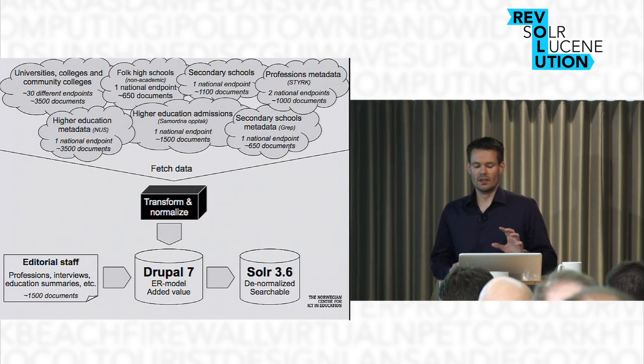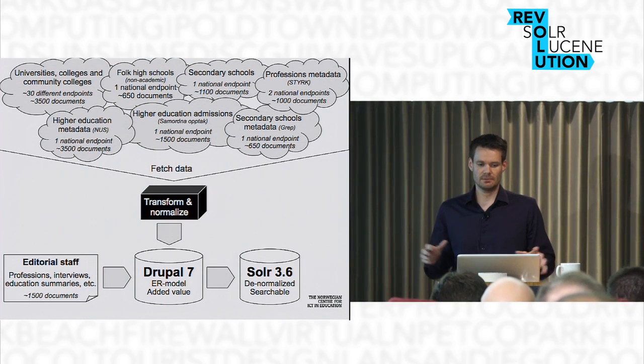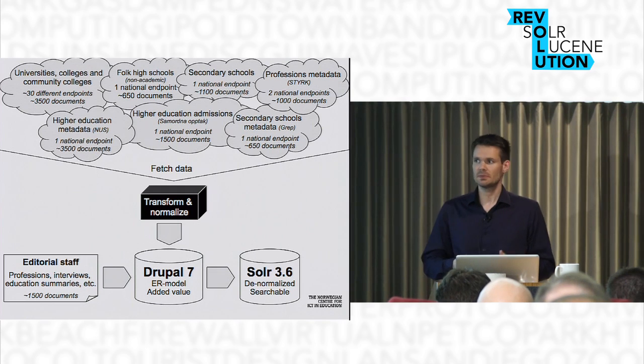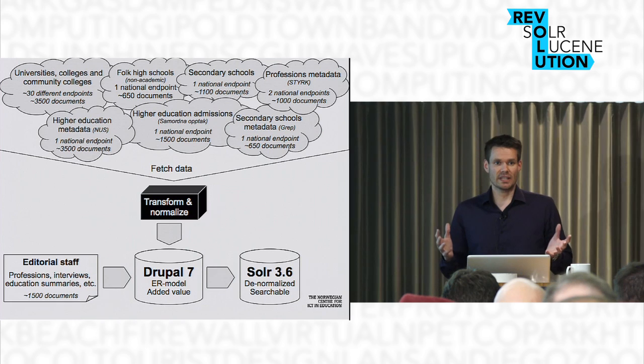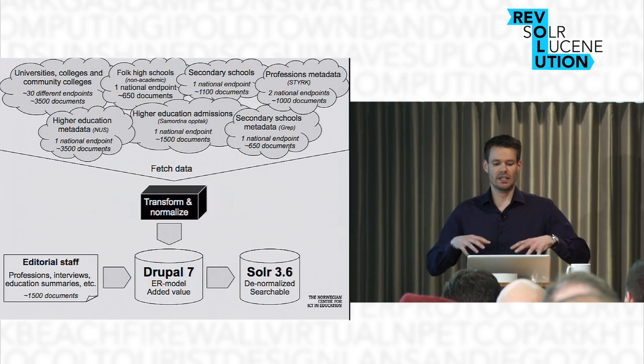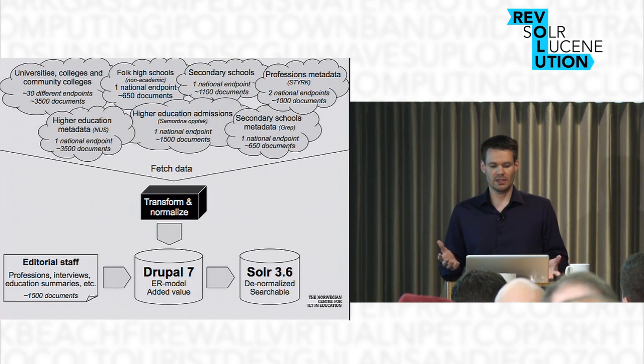Because we gather data from several official sources. We transform and normalize them, depicted by the black box. I won't talk about the black box. Just know that it happens. We get very structured data in. We put it all into Drupal, where it's nicely formatted in an entity and relationship model.